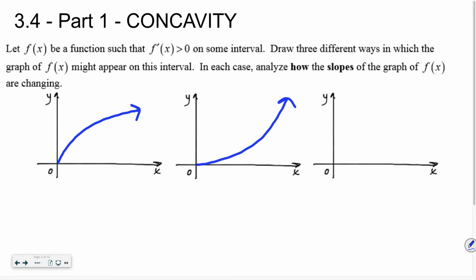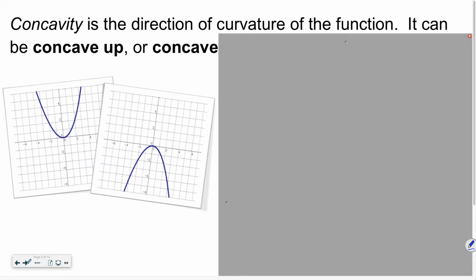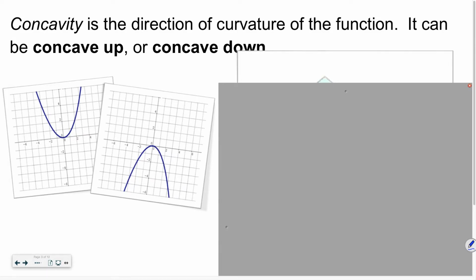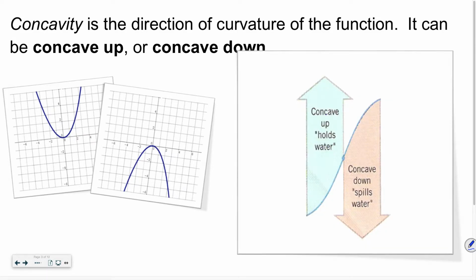Okay? So I'm going to introduce to you the concept of concavity. These 2 have different concavity. All right? One of them is like facing down. The curve's like facing down. One of them, the curve is facing up. Okay? So we're going to call these concave up versus concave down. Concavity is the direction of the curvature.